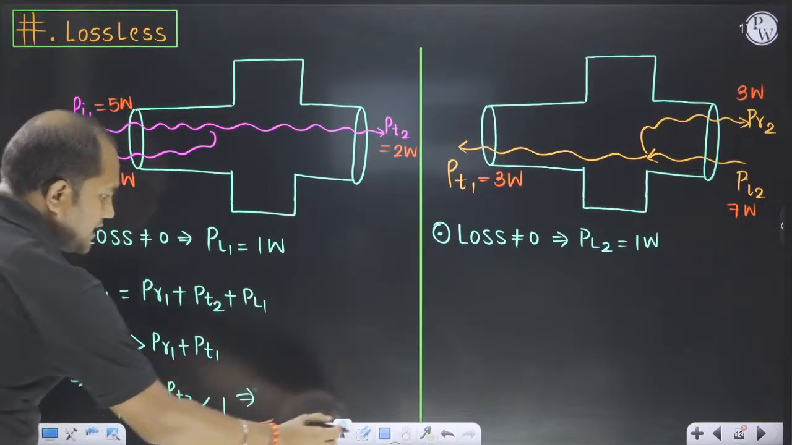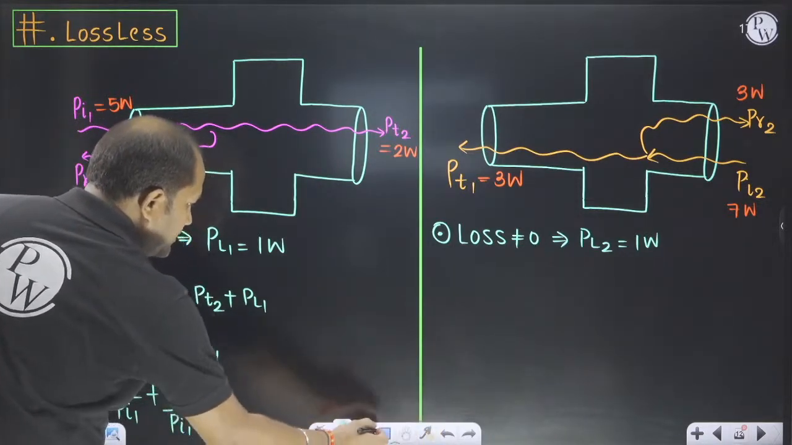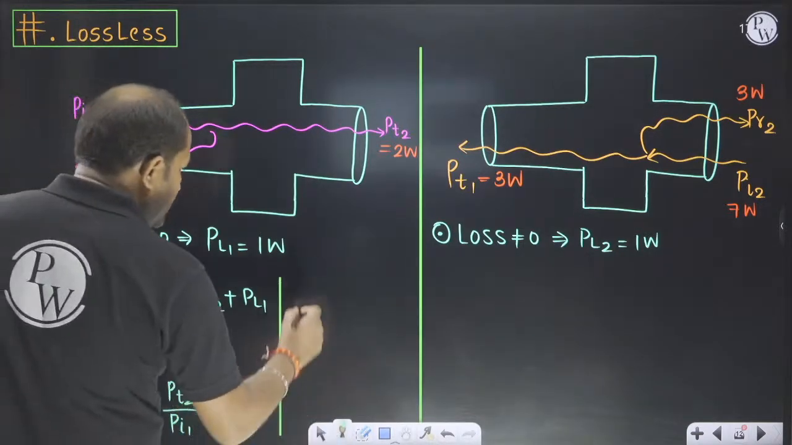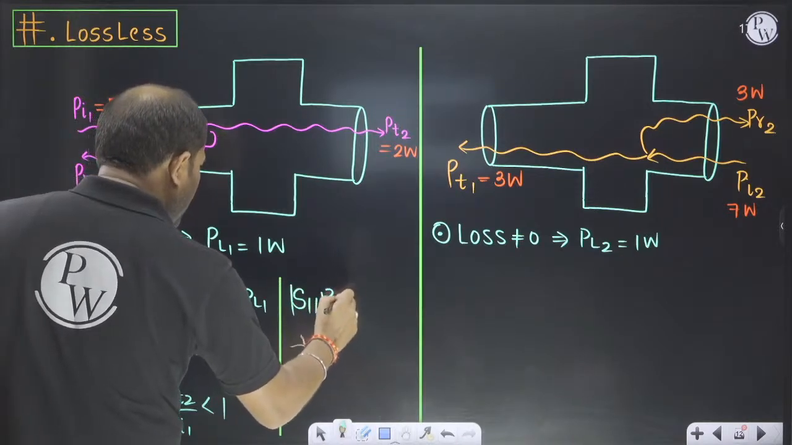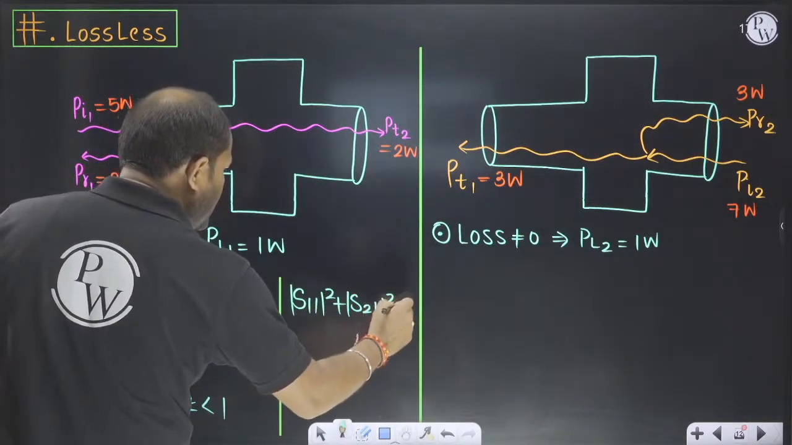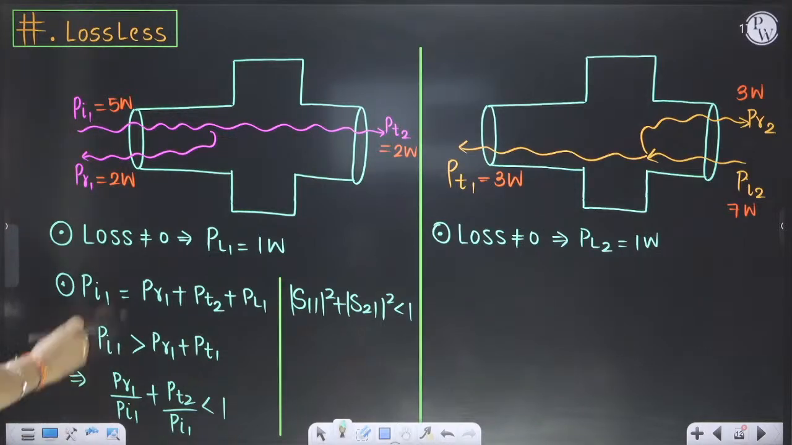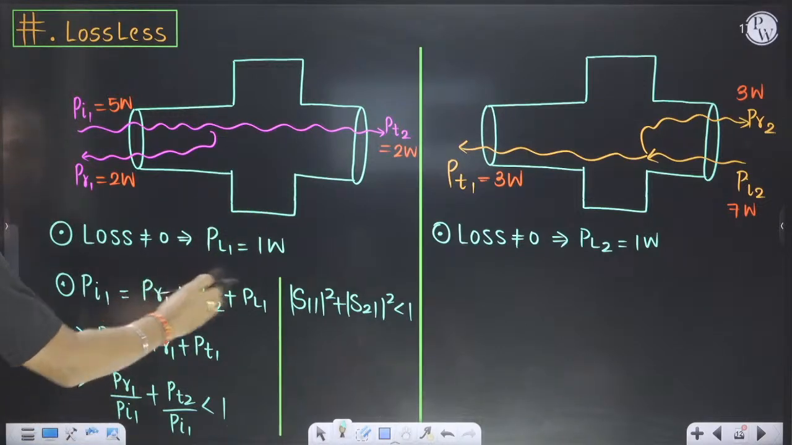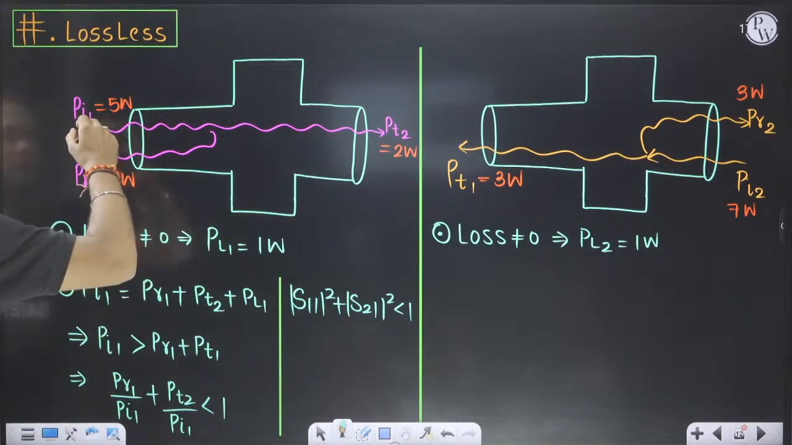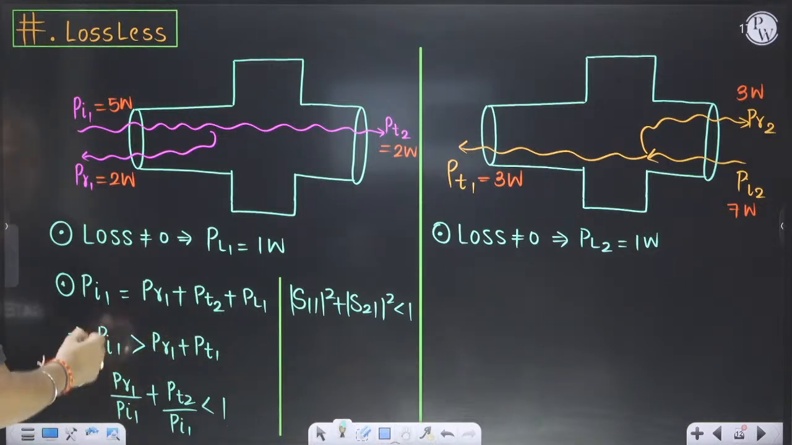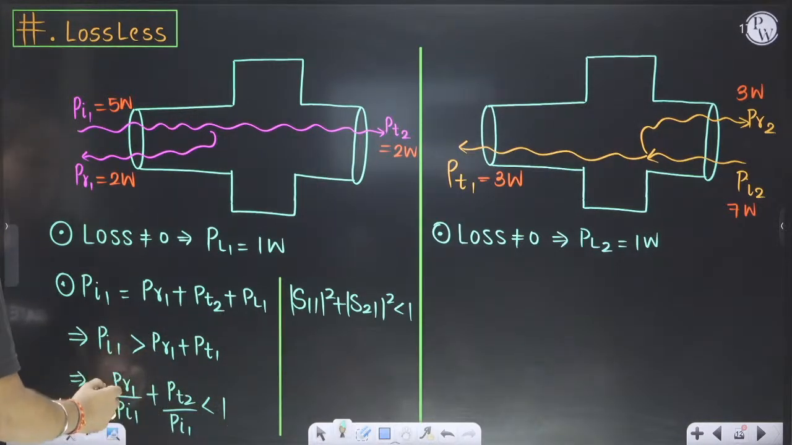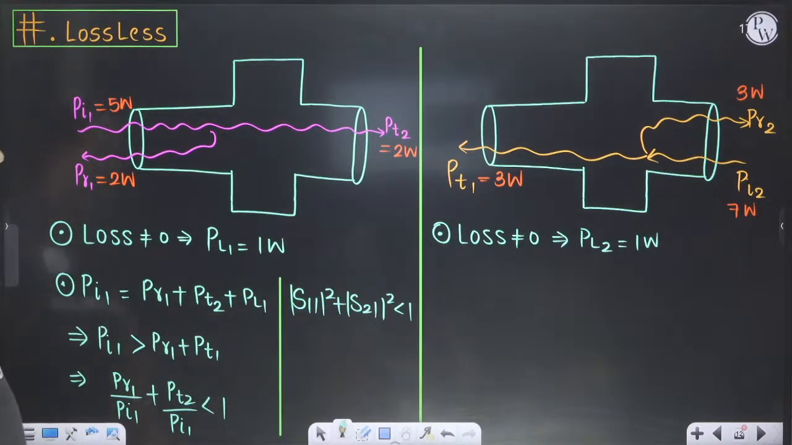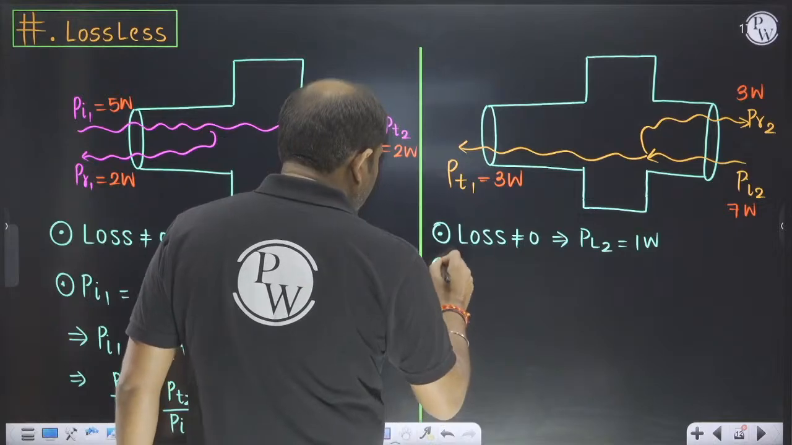That means you can say the magnitude squared, this one is S11 square, this one is S21 square. So magnitude of S11 square plus S21 square should be less than 1. How are we getting this? Because there is incident wave, 2 watt and 1 watt loss. So that means PR1 plus PT2 is less than PI1. Yes sir. So their ratio will be less than 1. Similarly, you can write it here also.